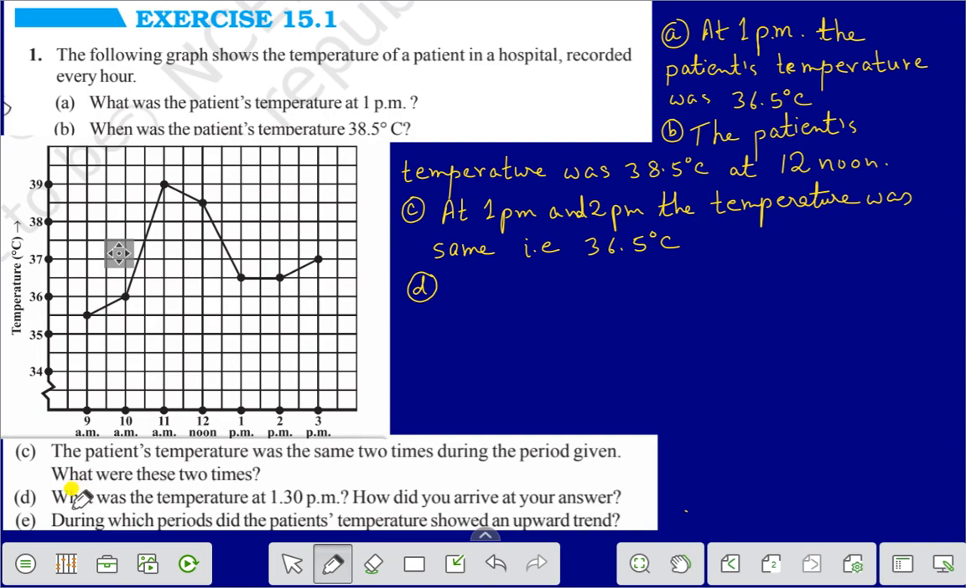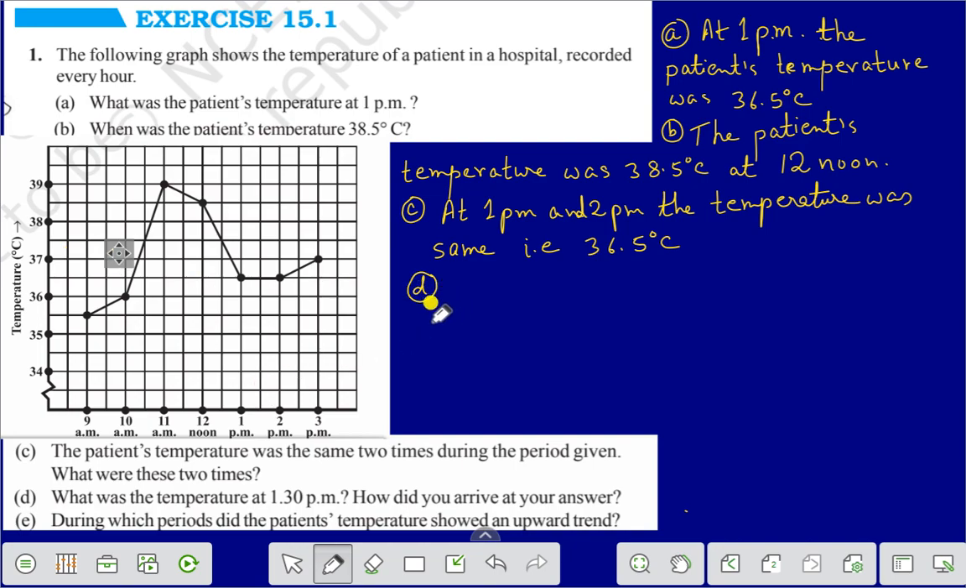Question number D is, what was the temperature at 1:30 p.m.? How did you arrive at your answer? The graph between the times, the temperature was the same at 2 times. What is the temperature at 1:30? Here you see, this is 1, this is 2, this is 1:30. That means the temperature is same, that is 36.5.